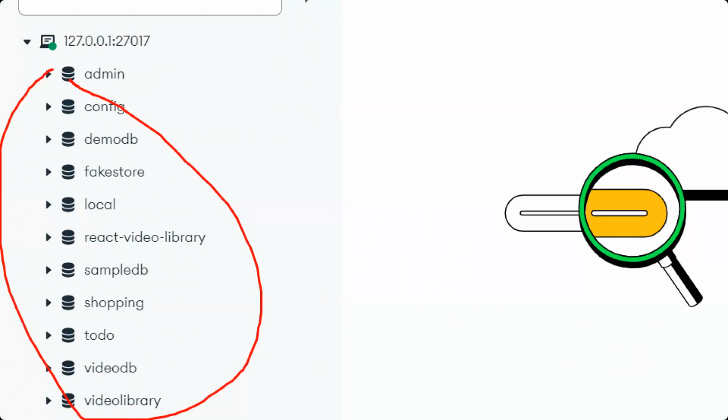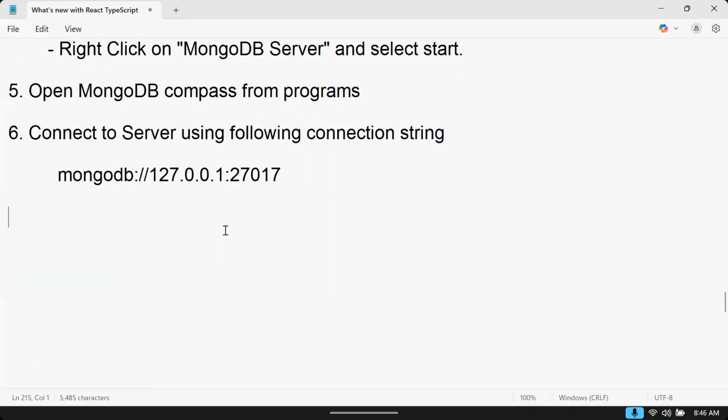By default, I am having all these databases. Actually, in your computer, by default, 3 databases will be there: admin, config, and local. All the others are in my machine, created for different purposes. But whenever you first log in, you will have 3 databases by default: admin, config, and local. Now after connecting, you will find the default databases.